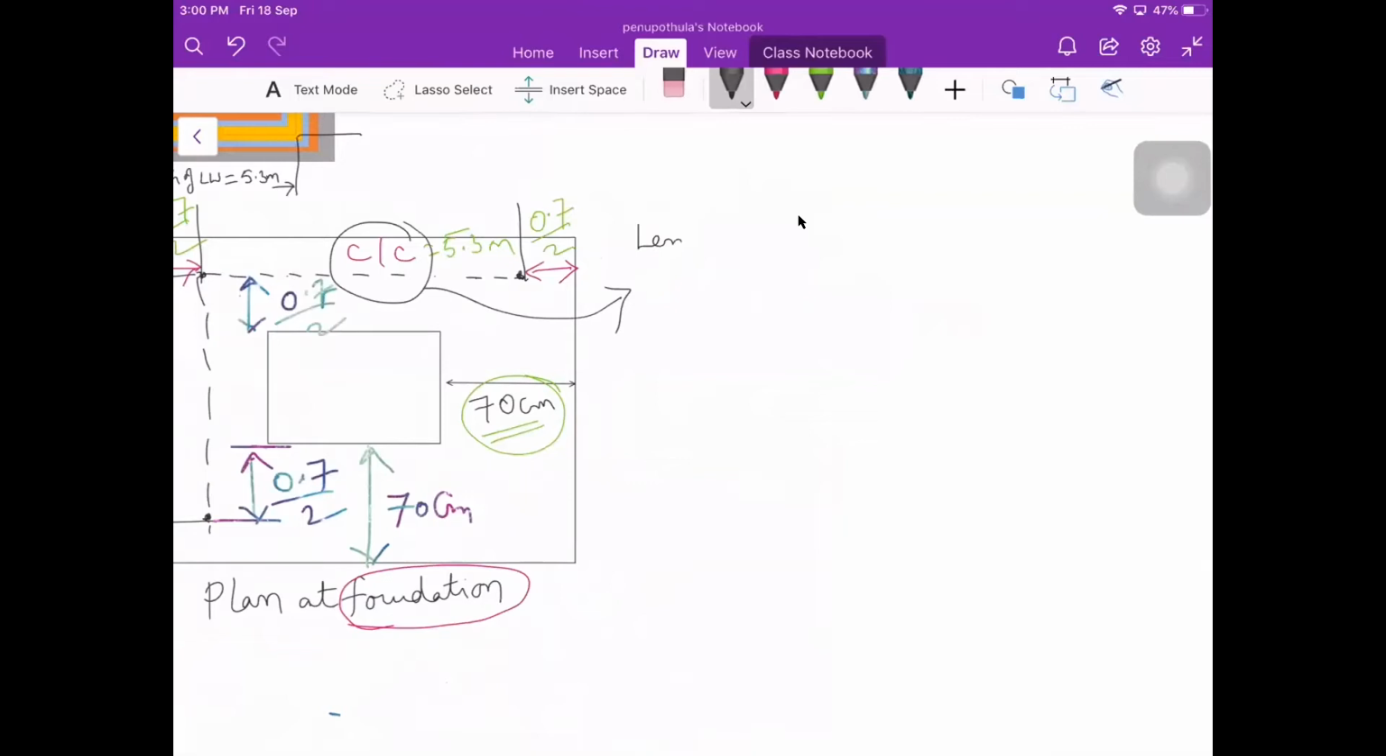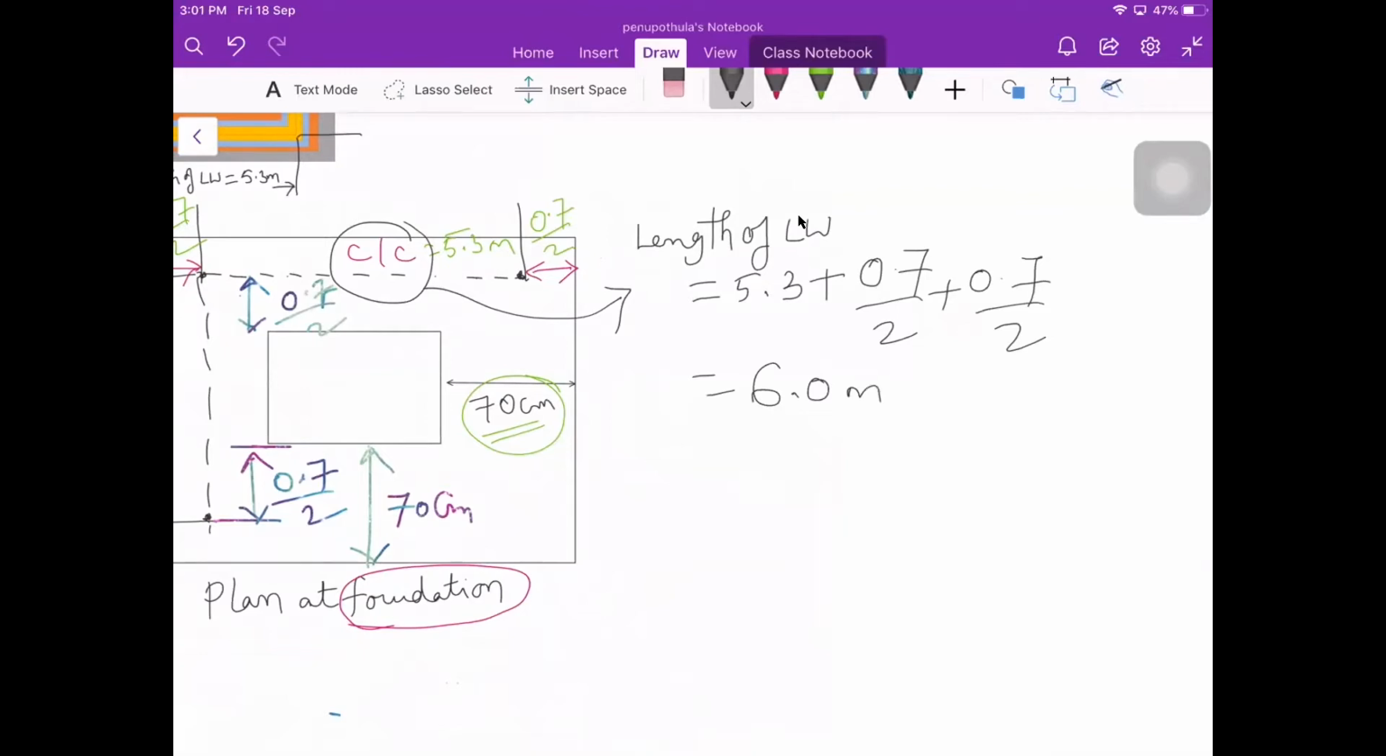the length of the long wall, which is equal to the center to center line length, which is obtained already, 5.3 meters, plus. For the short wall it is minus, so for the long wall it is plus 0.7 by 2 plus 0.7 by 2, which will be equal to directly 6.0 meters. So this is the length of the long wall at foundation level.